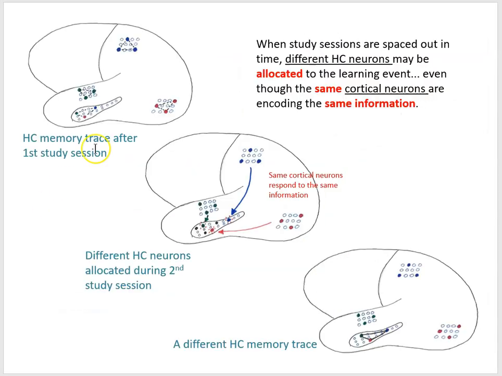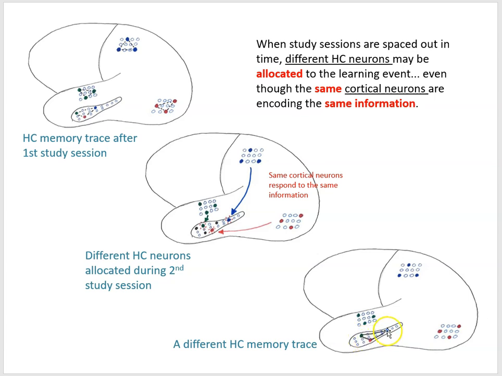So here's how that might look. Up here in this brain, we see the cortical neurons that are allocated, and here we have these particular 3 hippocampal neurons allocated for the first study session. Now, during the second study session, it may well be that lots of the similar cortical neurons are activated, but a different set of hippocampal neurons is allocated to forming the memory trace for that second study session.